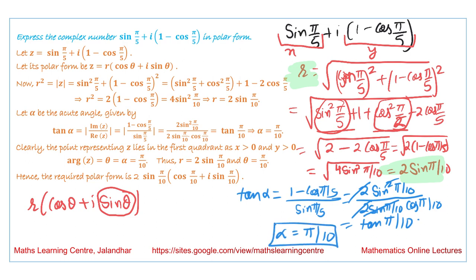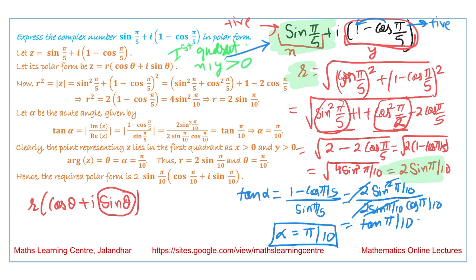Now coming back to this question again, we can see that the value of sin π/5 will always be positive. And when we are calculating 1 minus cos π/5, the value of cos π/5 will always be less than 1. So this whole value will be positive. It means this number will lie in the first quadrant, because both x and y are greater than 0. So the value of alpha, π/10, is equal to theta.